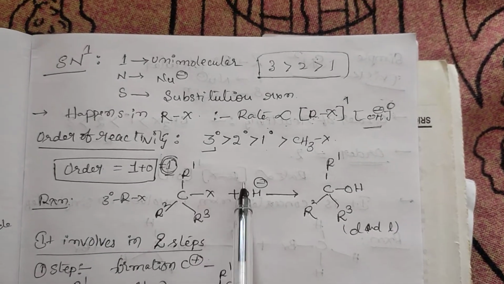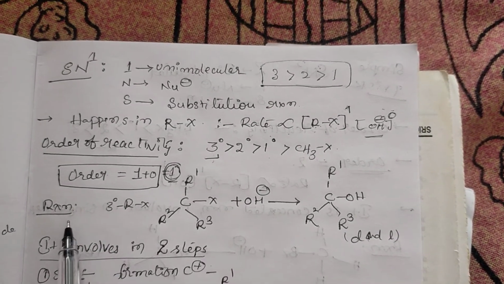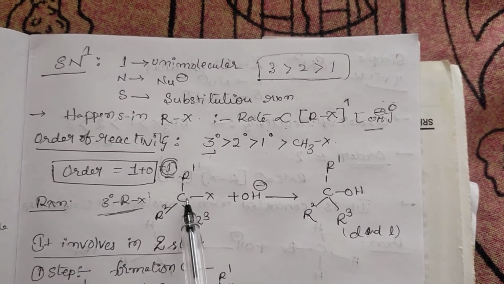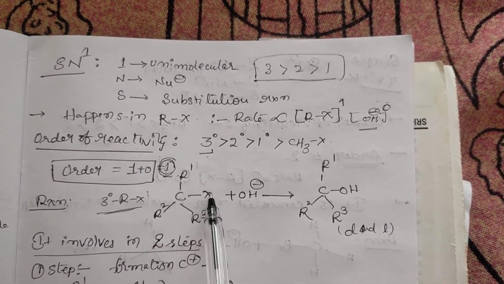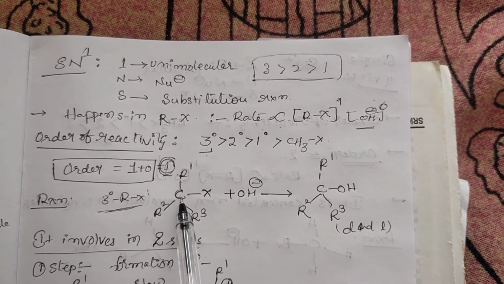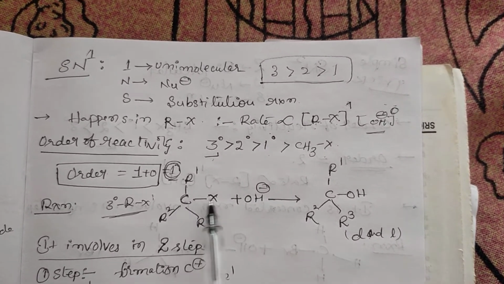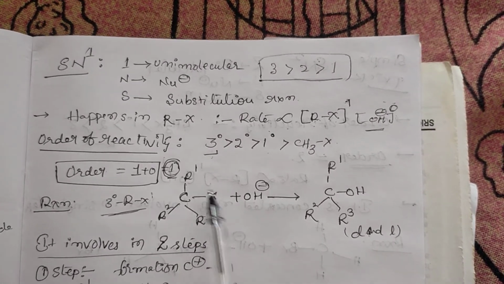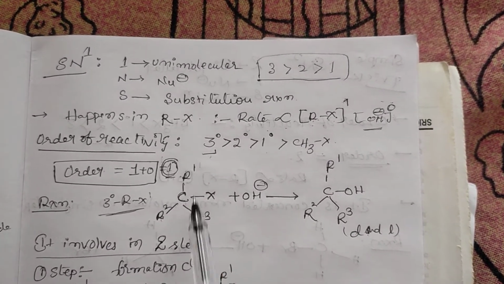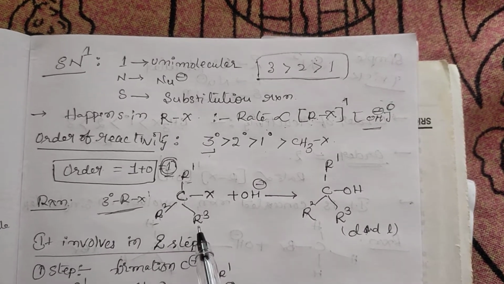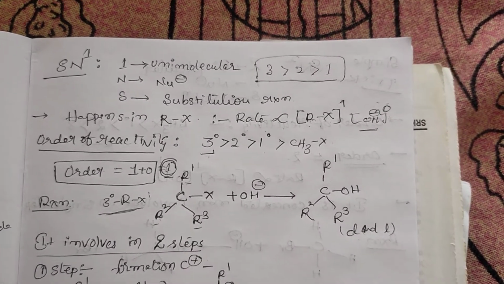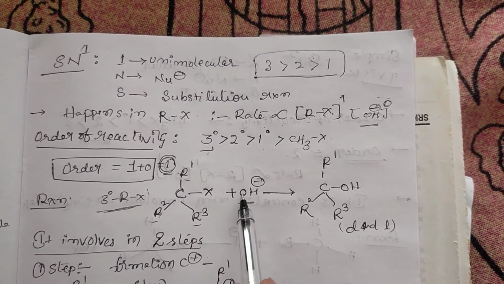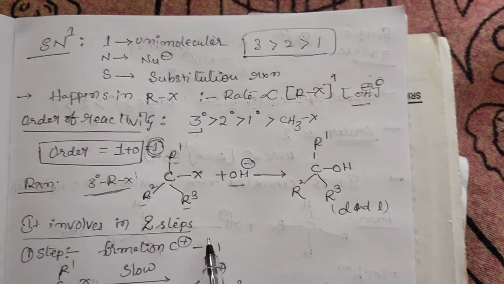Clear? So I am taking the reaction of a tertiary alkyl halide. What is the tertiary alkyl halide? The halogenated carbon is attached to three alkyl groups, 1, 2, 3. This is the tertiary alkyl halide. So what is the nucleophile here? OH minus is the nucleophile.